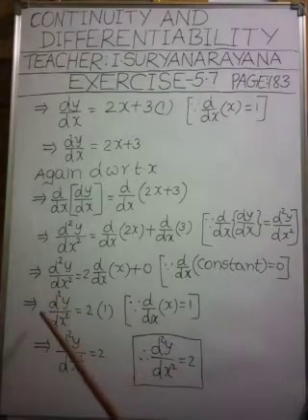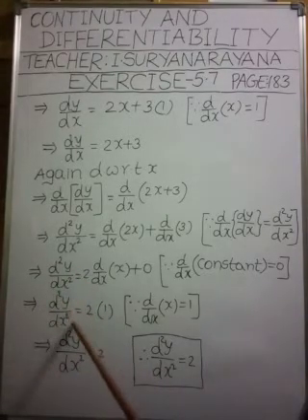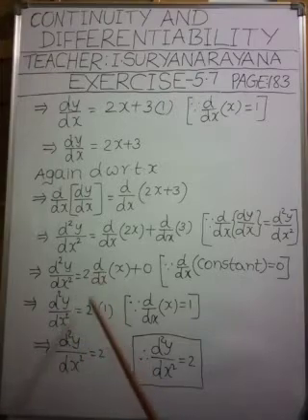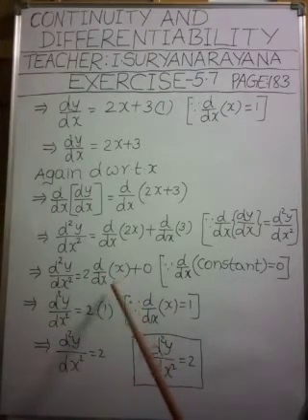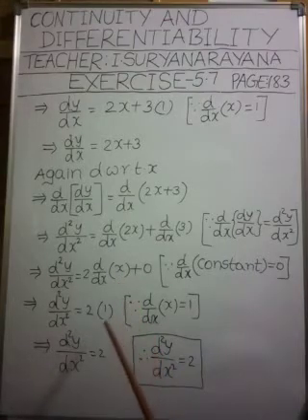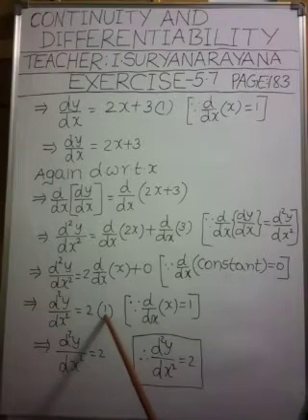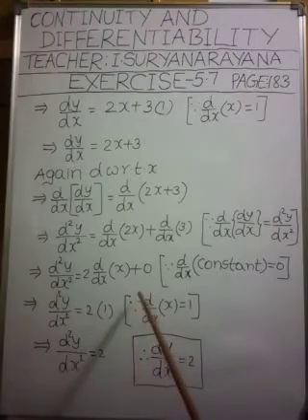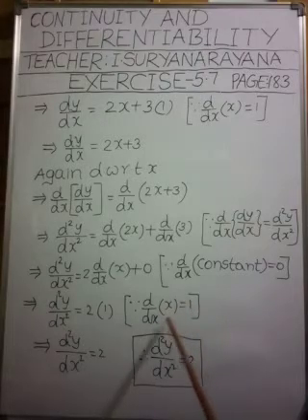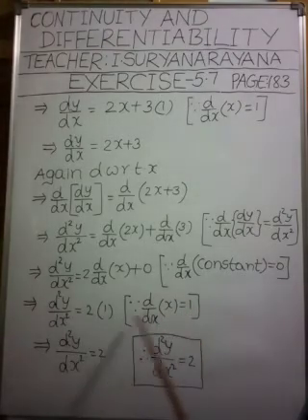Next step. This implies d square y by dx square. I wrote LHS as 2 into d by dx of x. Do you remember the formula? d by dx of x is equal to 1. Right. So we wrote that value. Understood, my children? Because d by dx of x is equal to 1, I wrote that formula here also. Understood this step, my children?